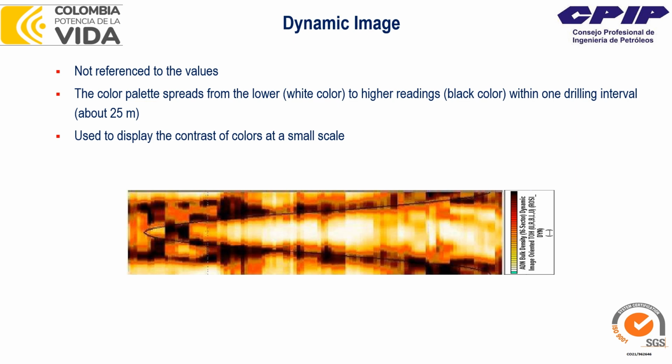But actually, during a geosteering job, you're going to need both of them. Normally you will run a static one to see the global changes, and you can also run a dynamic one in parallel so you can see more features, and you're going to use them both together.